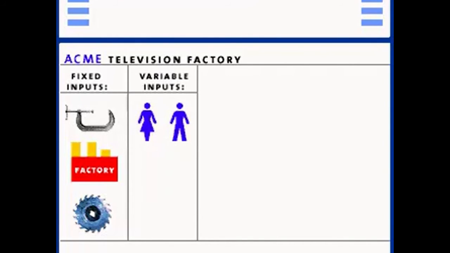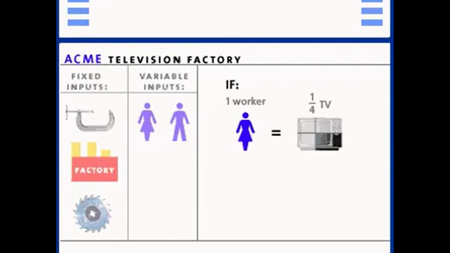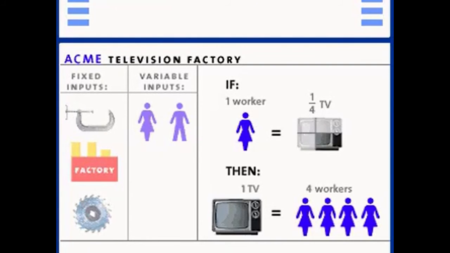If one worker can assemble 1/4 of a television in a day, then how many workers will it take to make a whole television? The answer is, it will take 4 workers. 4 workers, each assembling 1/4 of a television, will produce for us a whole television. Now notice the point that I'm making. If one worker has an average product, or an average output, of 1/4 of a television, then the reciprocal of that, 4 workers, is what it takes to produce a single television set.